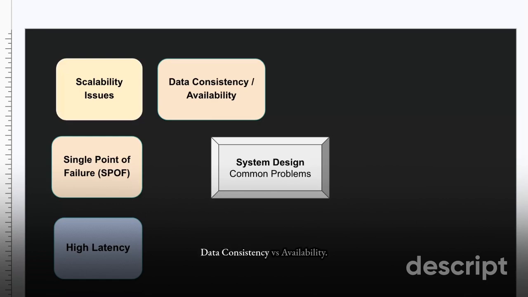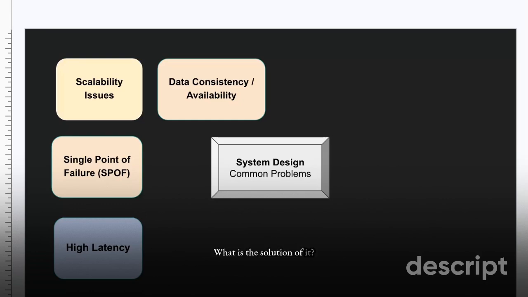Let's move to the fourth problem: data consistency versus availability. A very well known theorem, the CAP theorem. In a distributed system, you often have to choose between strong consistency and high availability. The CAP theorem states that you can only have two of the three: consistency, availability, and partition tolerance. So choose which two you want for your system as per your use case.